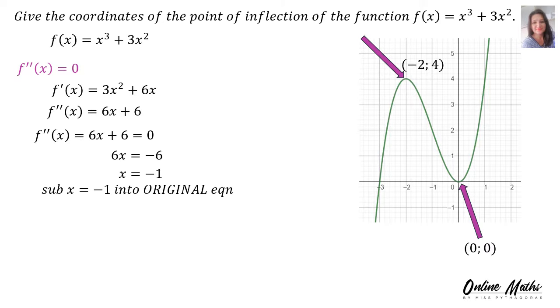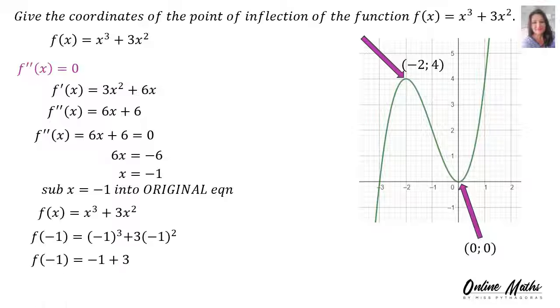And then every x has an original y value. Therefore, you will substitute x is equal to minus 1 into the original equation, and then you end with 2. So when you go to your sketch, you will see there that the point of inflection is indeed the point -1 and 2. That's the point of inflection, halfway between the two stationary points.